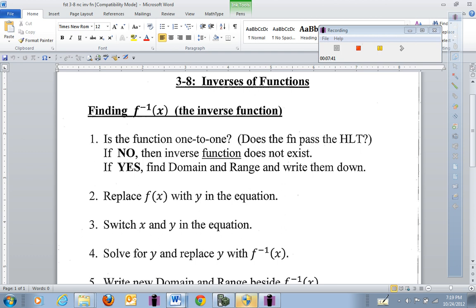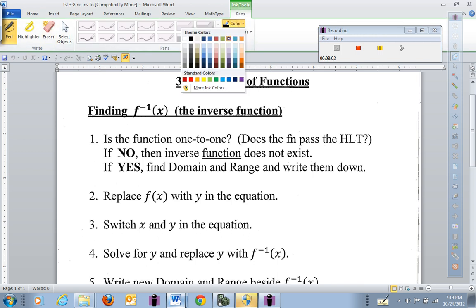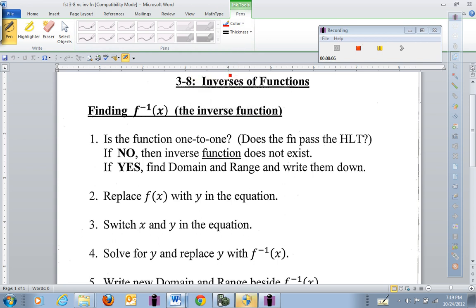Okay, so the number one step is we're going to ask ourselves, is the function 1 to 1? In other words, does the function pass the HLT, the horizontal line test? So that's the first question you want to ask yourself. Does it pass the horizontal line test? If the answer to that is no, then the inverse function does not exist. Remember, everything has an inverse. I can switch the ordered pairs around, but it will not be a function when I get done. It'll be like that parabola lying on its side.